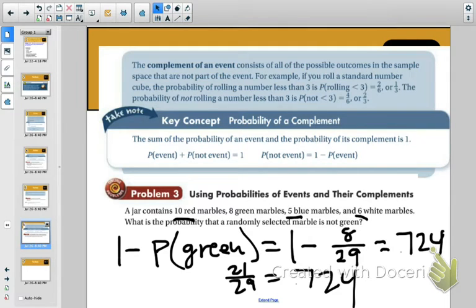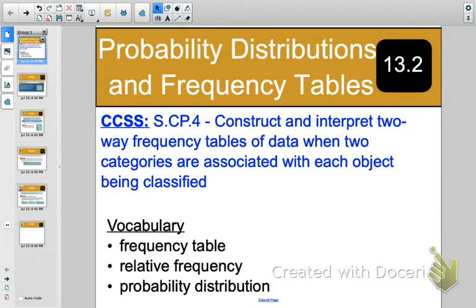Now we will shift over to 13.2. All right, 13.2 is about probability distributions and frequency tables. So let's get to it.